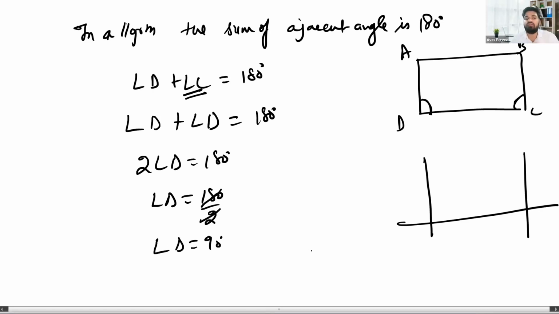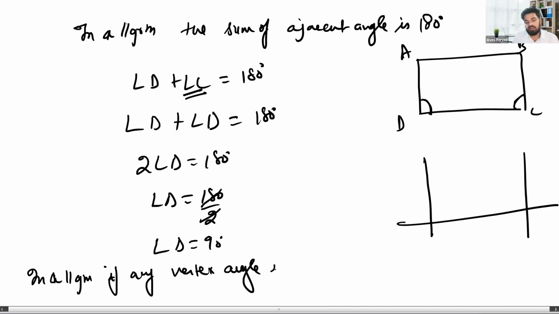Now you have to write the statement that in a parallelogram, if any one vertex angle is 90 degrees, then it is a rectangle. Note it down.